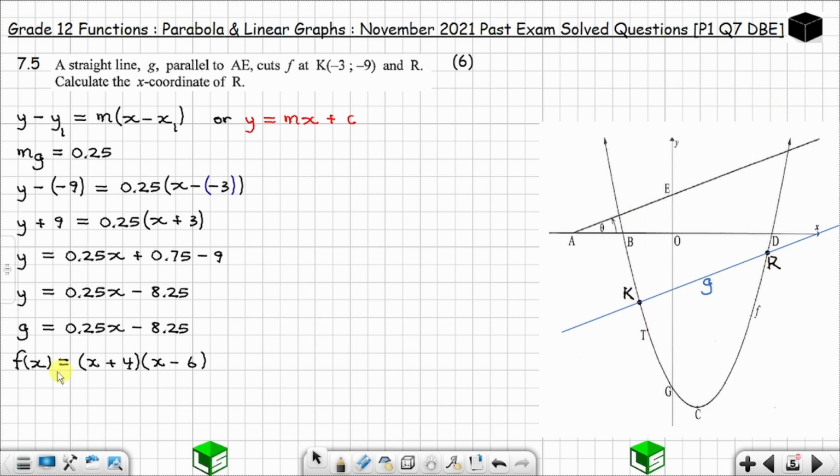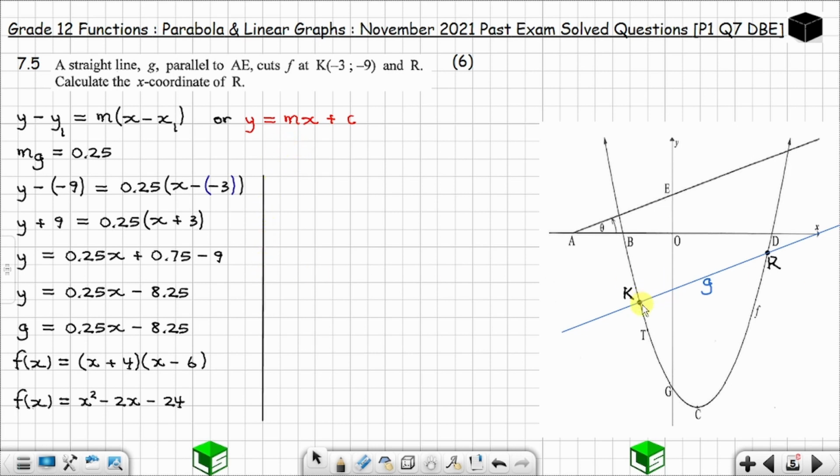First of all, let's expand this so that we can solve for the coordinate easily. So f of x is equal to x squared, and when you multiply there, the middle term is 4 minus 6, so it's negative 2x, and you have 4 times negative 6, which is negative 24, when you expand the bracket. Let me carry over here.